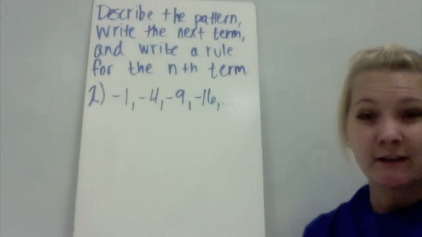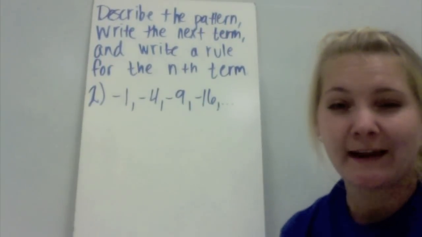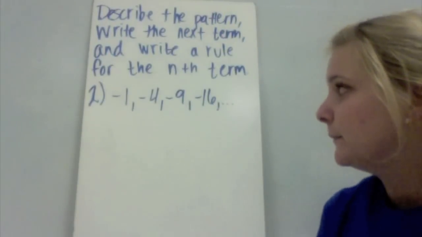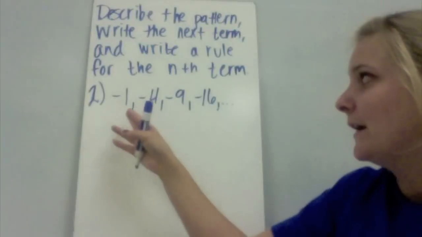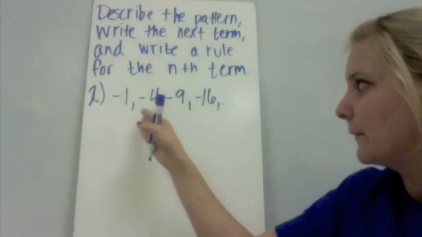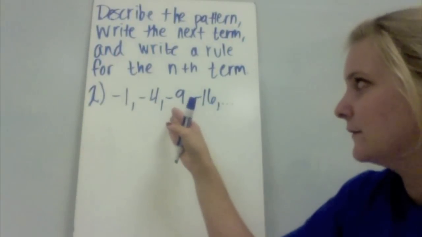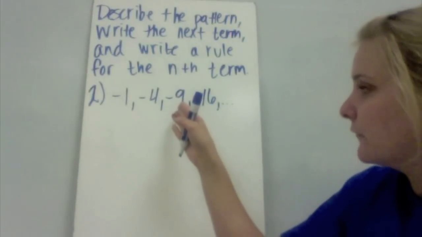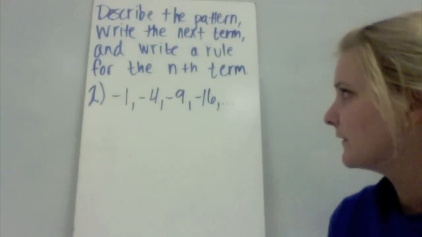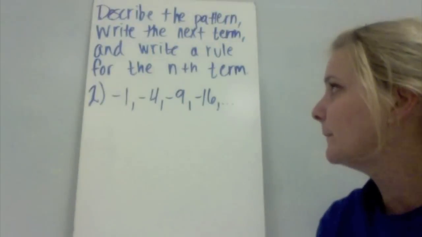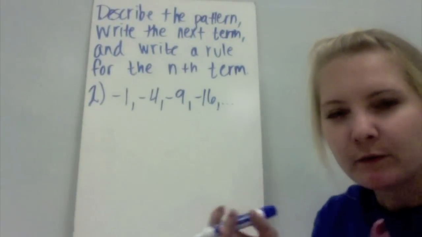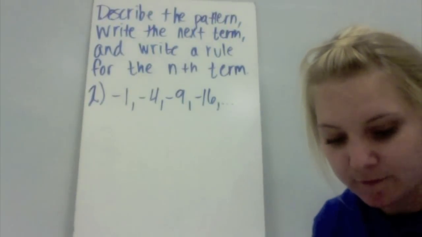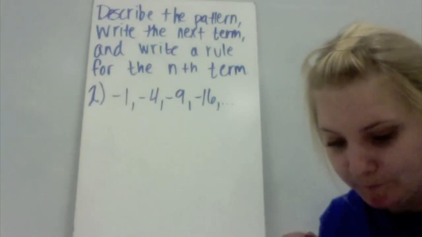So when you take a look at these, you're looking for that pattern that's happening. Now I notice between the first and the second term, I decrease by 3. From my second to the third term, I decrease by 5. From the third to the next term, we decrease by 7. So I notice there's some odd values coming up there.